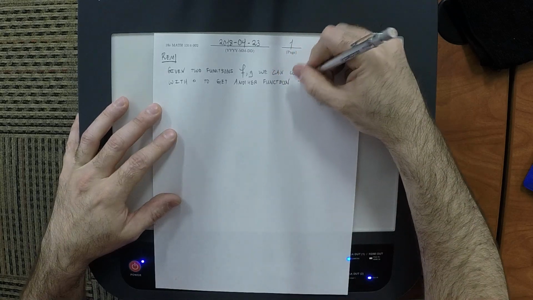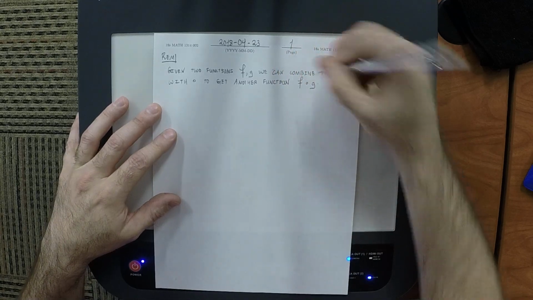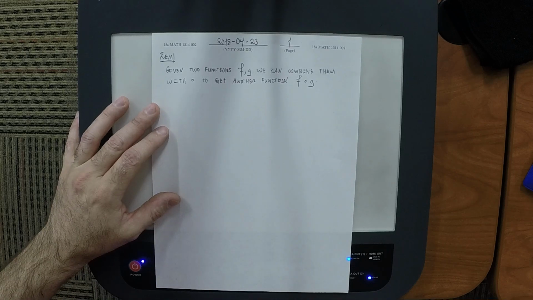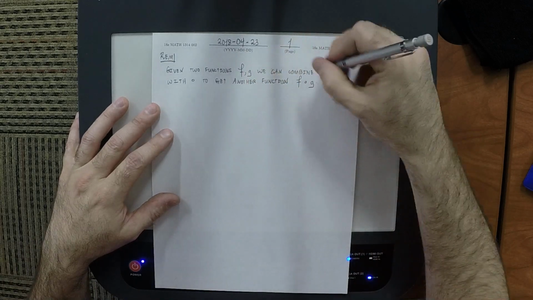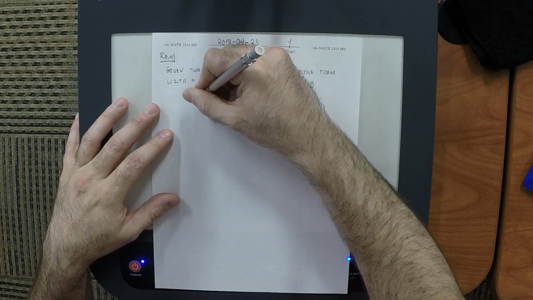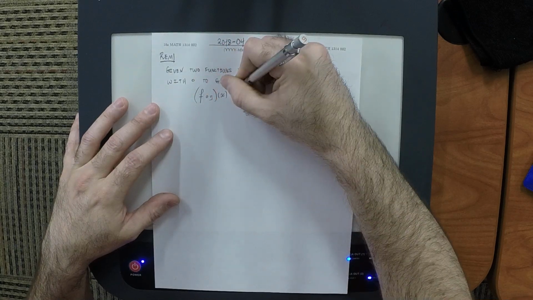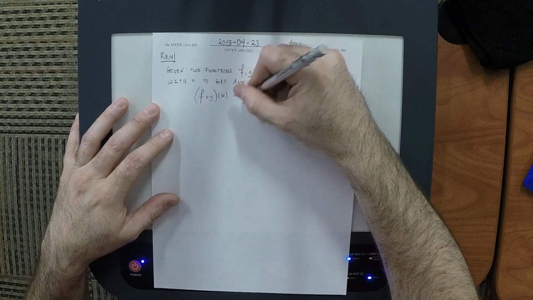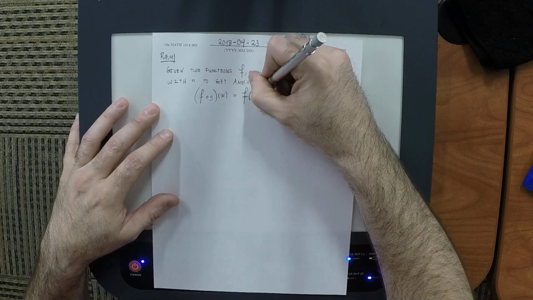Another function, f composed with g. The definition of this function is: f composed with g evaluated at x is f of g of x.